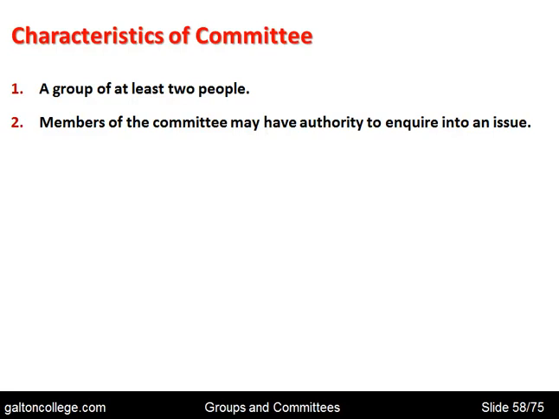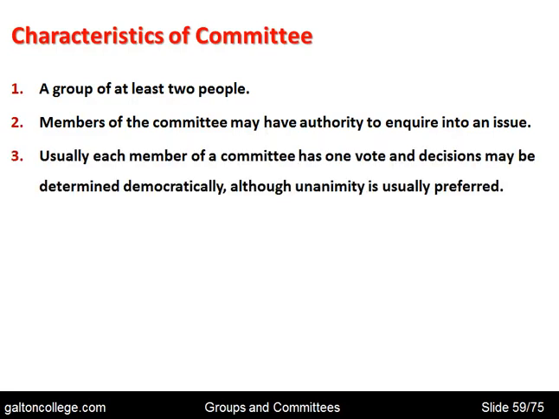So if the committee is looking at some proposal, then the committee should be able to look into the pros and cons of the proposal. They should be able to look at evidence that's being collected and look at the facts of the situation. It should be able to conduct its own research as well. Usually each member of a committee has 1 vote, and decisions may be determined democratically, although unanimity is usually preferred.